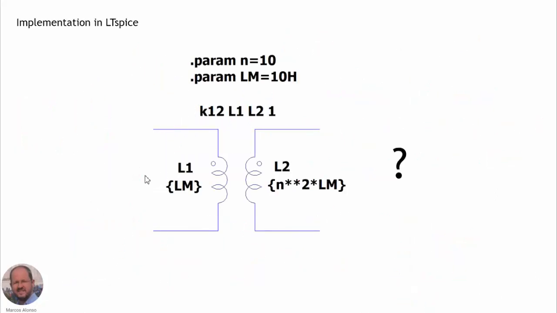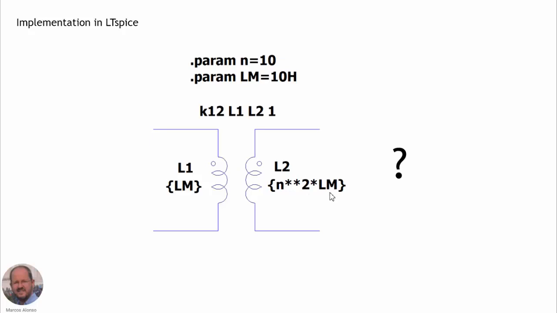Now, how to implement an ideal transformer in LTspice? We can think of using a pair of coupled inductors, as shown here, L1 and L2. Then, using the coupling factor equal to 1, we implement our transformer. And in order to make it ideal, we use a very high value of the magnetizing inductance, say, for example, 10 henries. And of course, the inductance seen from the secondary would be the turns ratio, n squared, times the magnetizing inductance.